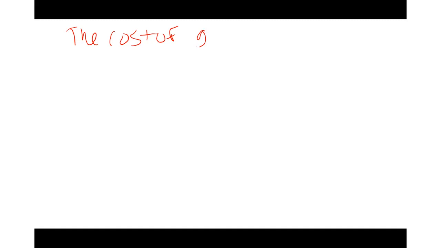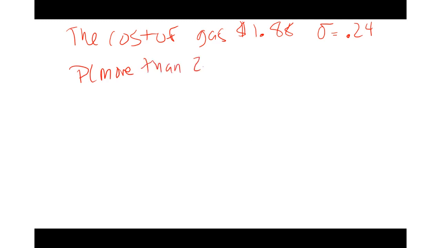The cost of gas is on average $1.88. Standard deviation is 0.24. Let's find the probability that we choose someplace where the cost of gas is more than $2. Go.